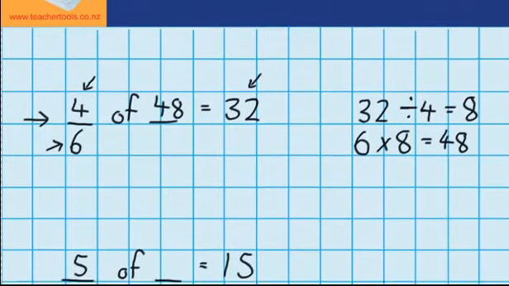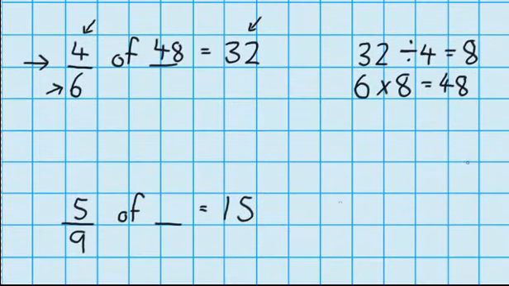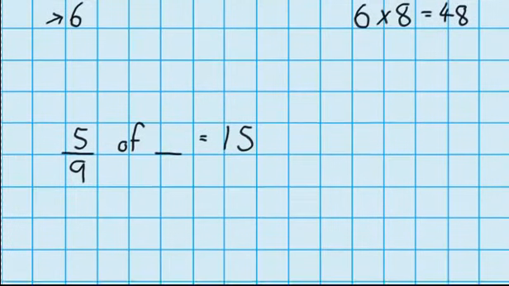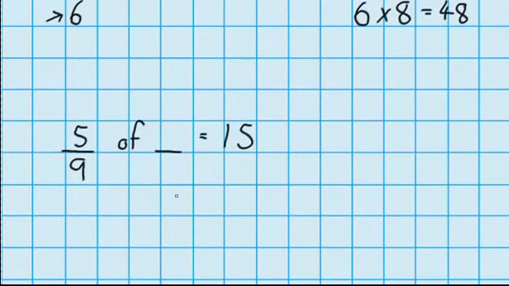Let's try another question. This time, let's imagine I've painted 15 fence posts, which is 5/9 of the whole fence. So I can record that like this. So my denominator tells me I need to imagine a fence which is split into 9 pieces, and my numerator tells me that I've only painted 5 sections of that fence. And by painting those 5 sections, it means I've painted 15 fence posts.